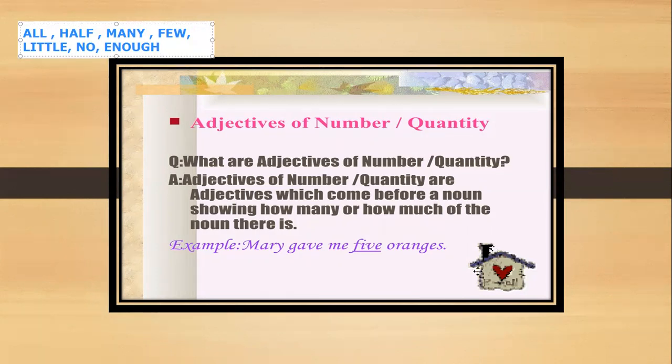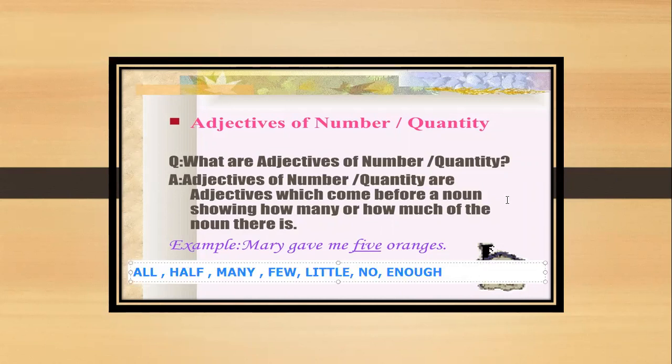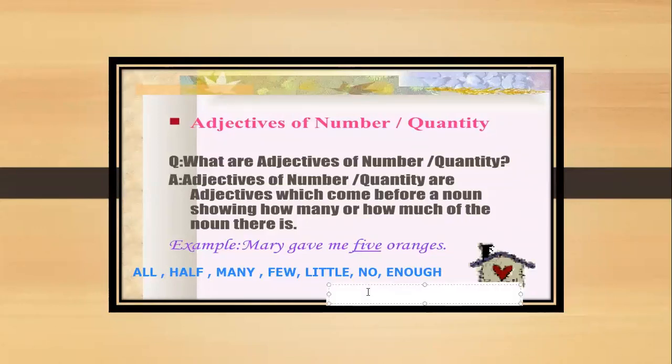Okay, so let me tell you one by one the examples. By the way, all are clear, but still for the ones who don't know, let me tell you. All means the whole amount of food. Let me tell you one more word, which is whole. Okay, whole.